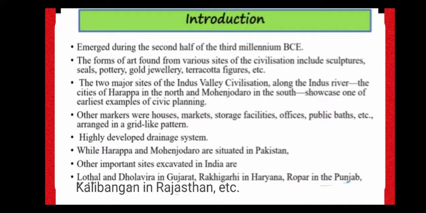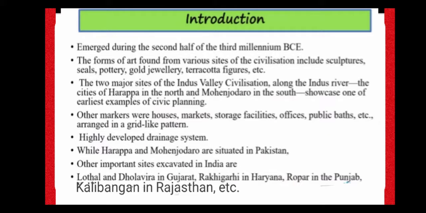Introduction of the chapter: the civilization emerged during the second half of the 3rd millennium BCE. The finds from various sites of the civilization include sculptures, seals, pottery, gold jewelry, terracotta figures, etc. The two major sites of the Indus Valley civilization along the Indus River are Harappa in the north and Mohenjo-daro in the south. The other remains were houses, markets, storage facilities, offices, public baths, etc.